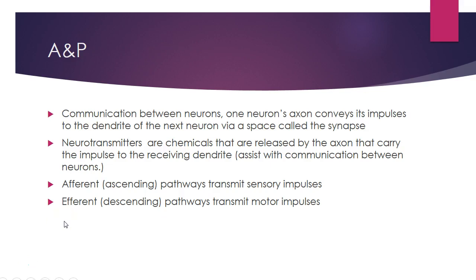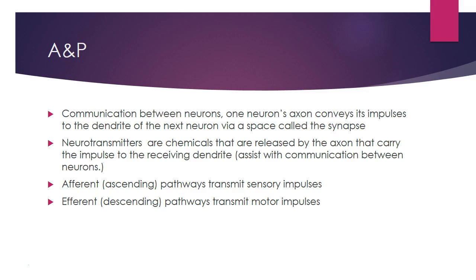Or, not an axon, I'm sorry, a neuron. So, the neurons communicate with each other. One neuron's axon will convey its impulses to the dendrite of the next neuron via a space called the synapse. So it's like a synaptic junction.